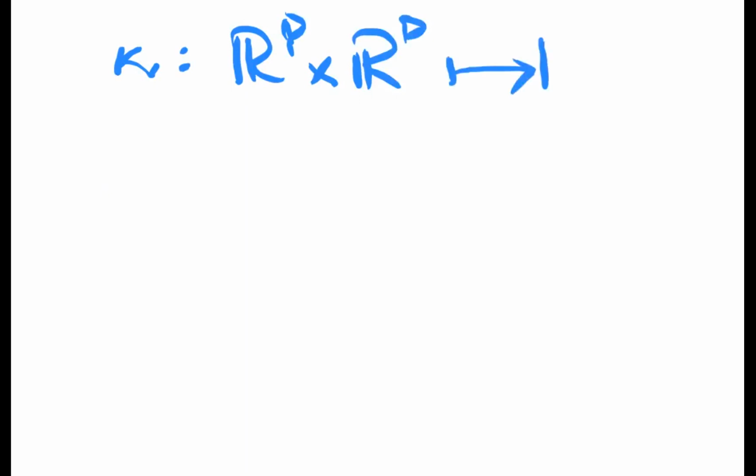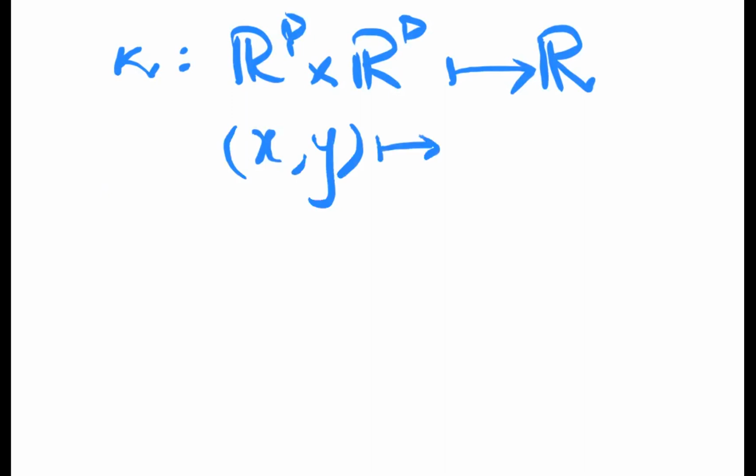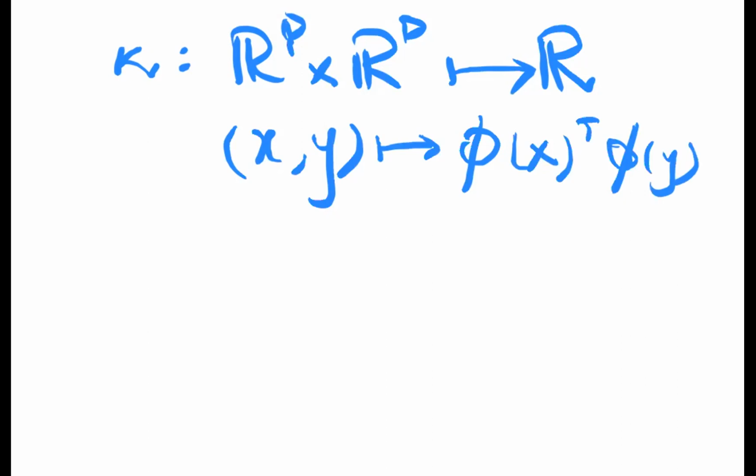Okay, so the kappa would be that from R^p cross R^p, it goes to a number in R. In other words, if we have x and y vectors, we have this phi of x and this phi of y. So this is just a formal definition. Nothing interesting happening here.